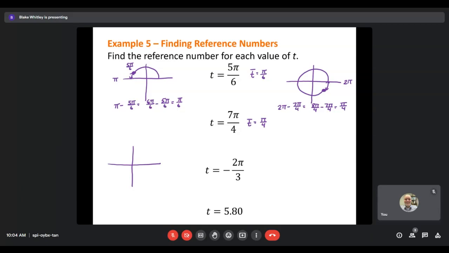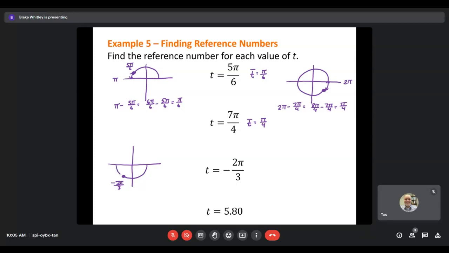Now this time we're going clockwise because we have a negative value. 2 pi over 3. 3 pi over 3 would be pi, so we know we're not going halfway. 2 pi over 3 is actually going to put us right down here. So here's negative 2 pi over 3.